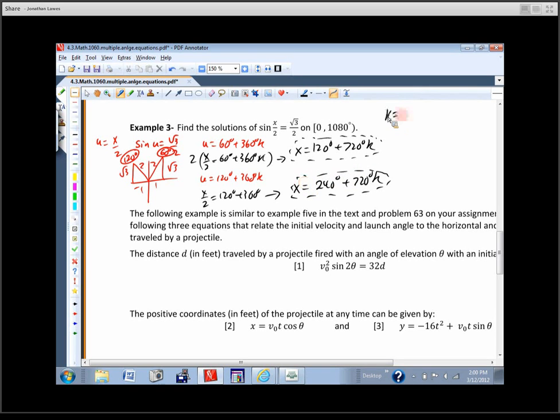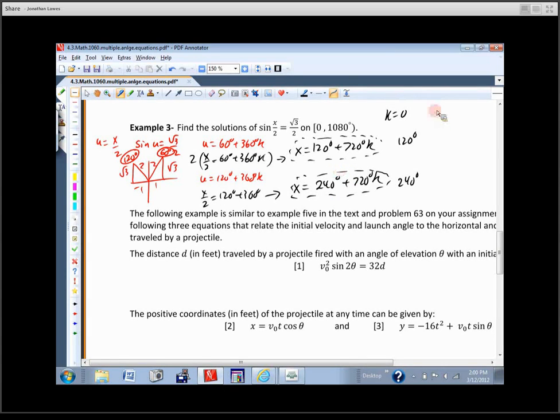So let's plug in k equals 0. Notice this is a positive interval. It's from 0 to 360, or 0 to 1080. That's 3 full circles. That's going around the unit circle 3 times. So if we plug in k equals 0, I'd get 120 from this one, and I'd get 240 from this one. Those are definitely within our interval.